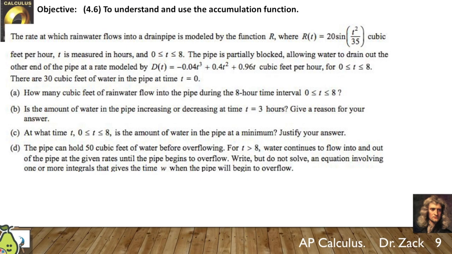So as you can see, question number 6 is a fabulous problem. Make certain that you are using units to help set up your equations. For the first one, how many cubic feet of rainwater, that is what you're looking for. You're also asking whether the water is increasing or decreasing at a certain time. So read carefully, make certain you use the correct notation. And this problem is calculator active, so make certain that you use your calculator to answer the following questions. Stop the video and try this problem.